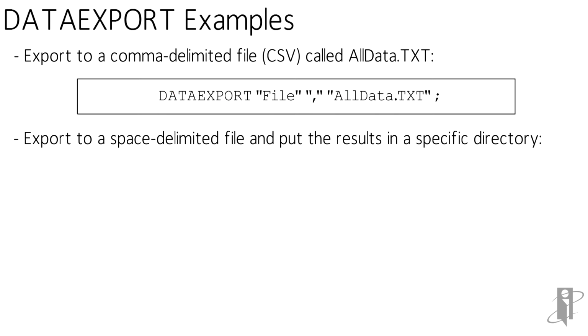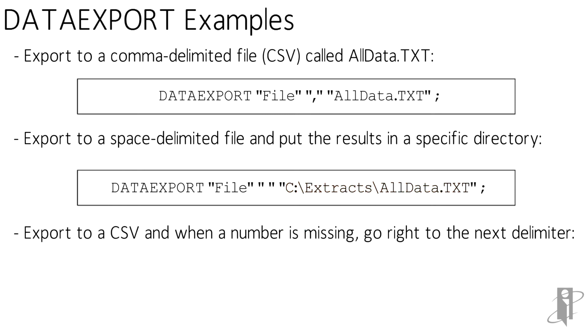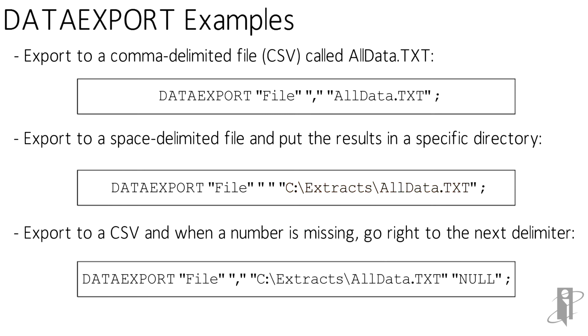Maybe we want the delimiter to be a space. That's easy. Notice the middle argument is just double quote, space, double quote. Notice in both of these examples, we don't give it the final argument. So it's going to just output #mi when it encounters missing values. But in the second example, we're going to put it in a specific directory, c:\extracts/alldata.txt.